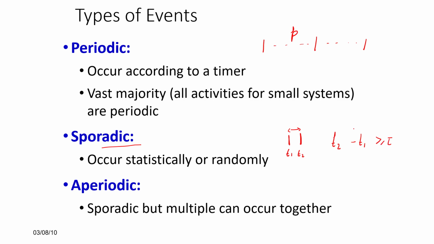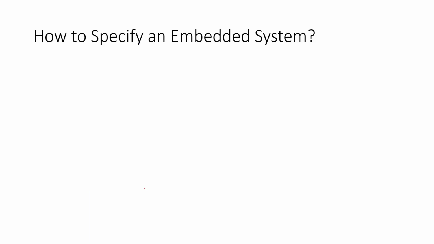That's what means sporadic. And aperiodic basically means it is sporadic, but this threshold is zero, which means multiple events can occur together. So aperiodic is really random, which seldom happens in a real-time system, but we typically have periodic and sporadic events. But if let's say you want to make a very general system, then it needs to look at aperiodic events as well.